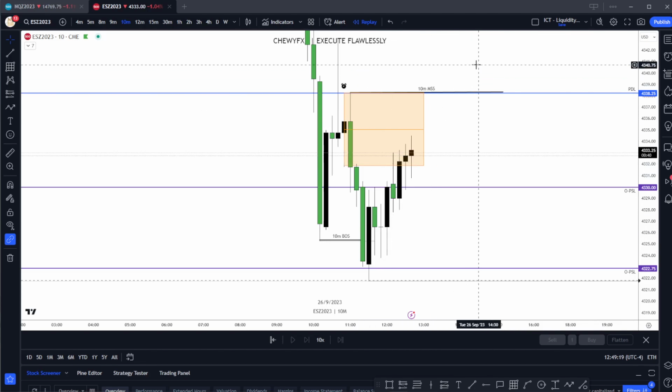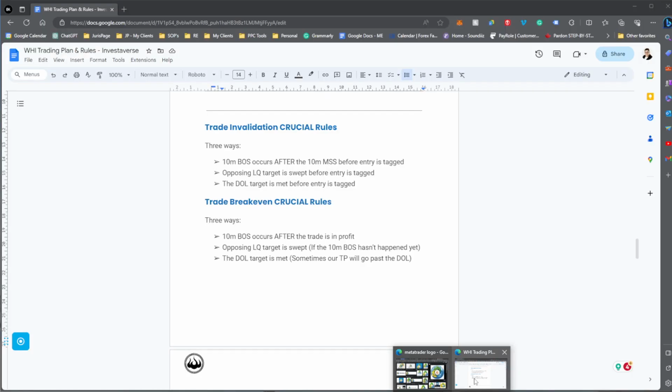And then if we look at ICT concepts, what is that? It's pretty much just like a turtle soup setup, right? We're taking out sell side liquidity, right? And then we're starting to look for a buy model, right? So that invalidated this setup this morning.